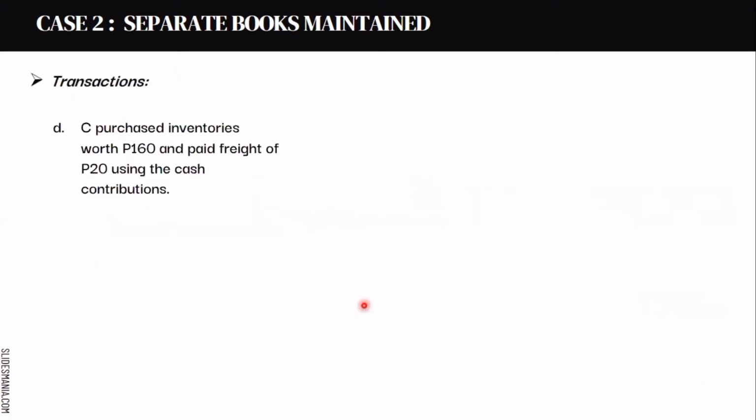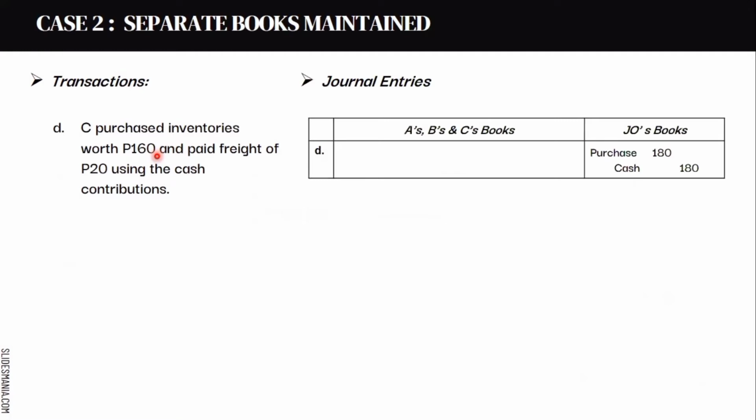So, transaction letter D. C purchased inventories worth 160 and paid freight of 20 pesos using the cash contribution. So, journal entry natin dyan. Sa libro ni A, B at ni C, no entry po. Bakit? Hindi naman po sila involved. Okay? Kay joint operation lang po yan. So, JO Books, debit purchase of 180 and credit cash of 180.